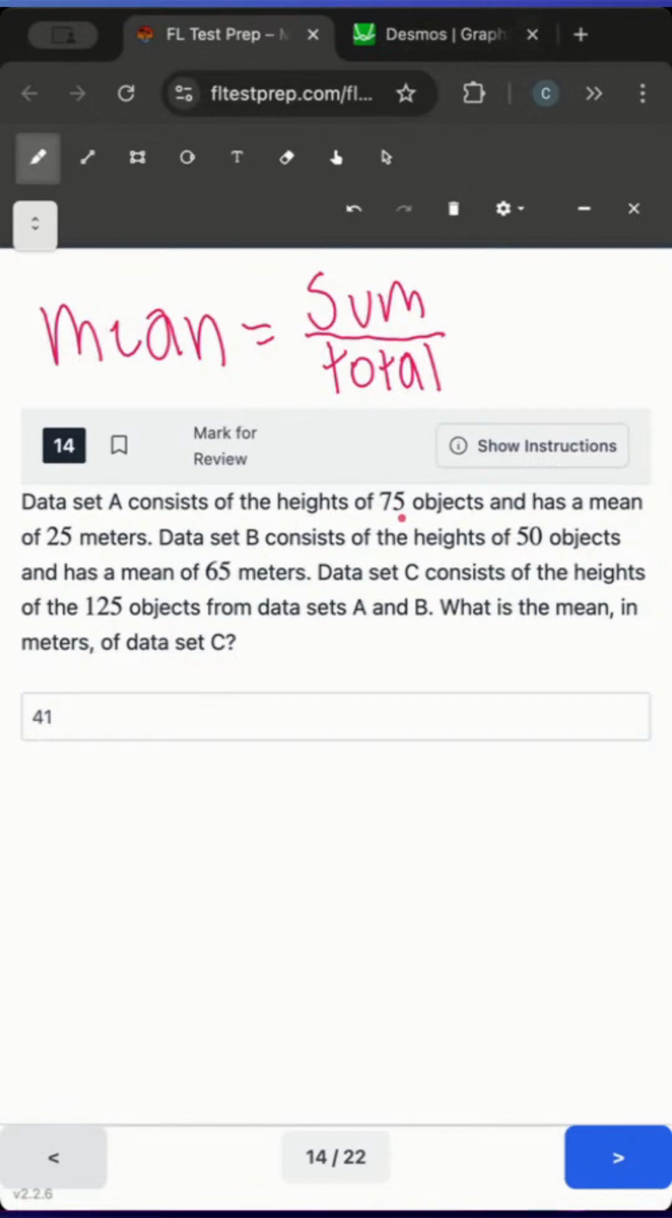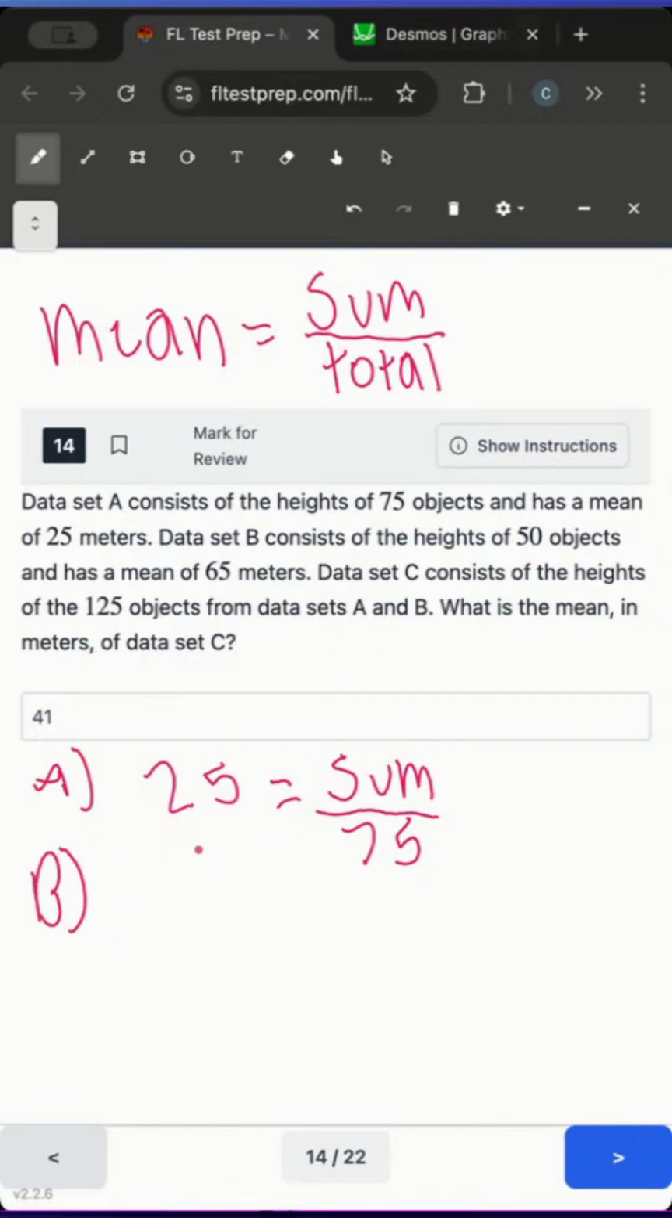Here's why that's important: we don't have one data set here. We have A, B, and C. We have 3 data sets. So let's just write out what we know. In math, that's always a good idea with a word problem, just transfer it onto your paper. A consists of 75 objects and has a mean of 25 meters. So for data set A, it has a mean of 25. We don't know the sum of the heights, but we do know that it was out of 75 objects. Do you see how we can now see what we can solve for?